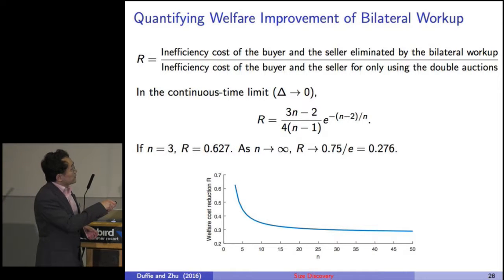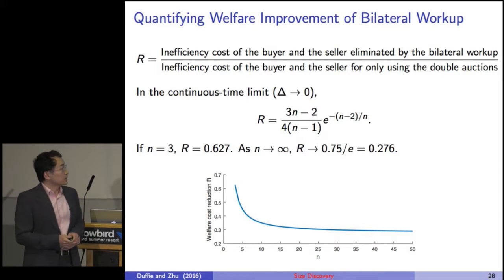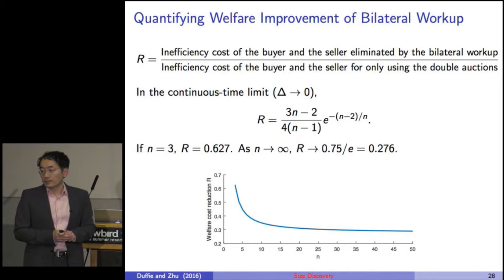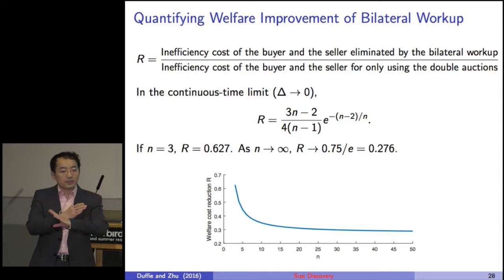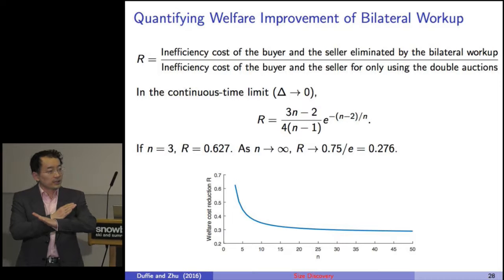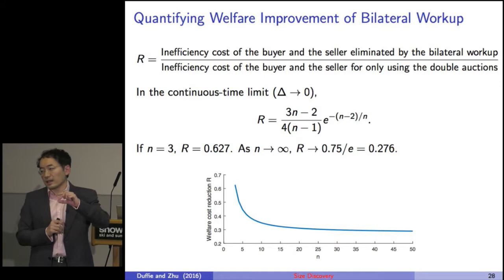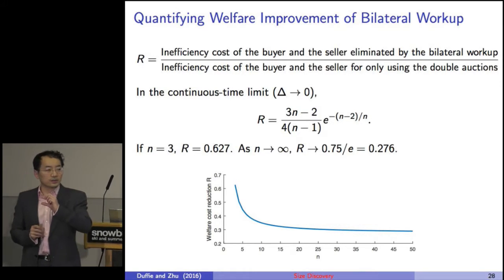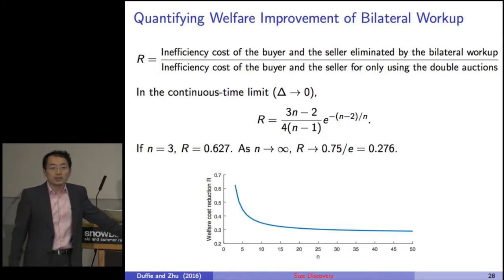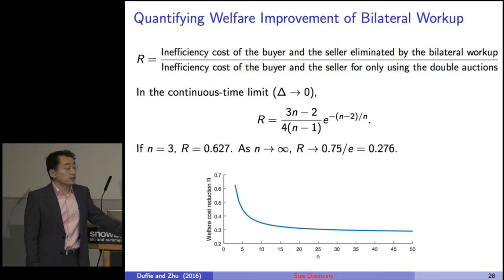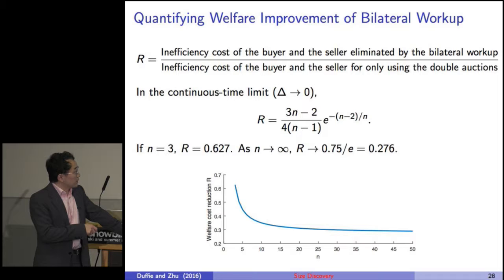As n goes to infinity, interestingly, R doesn't converge to 0. It converges asymptotically to about 28%. The intuition is that, yes, as n goes to really large, all of us become almost competitive, but we are not fully competitive yet. So the thin slice of inefficiency can still be reduced by adding one round of workup. So this would suggest that this is actually a pretty robust mechanism, and it could be fairly sizable in markets, especially in markets where the number of participants is very small.